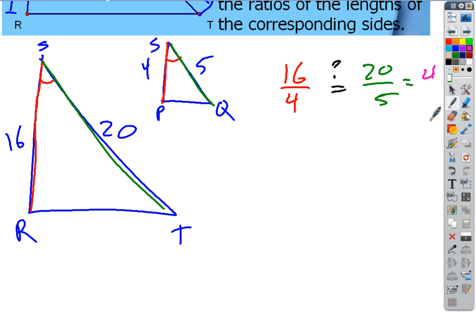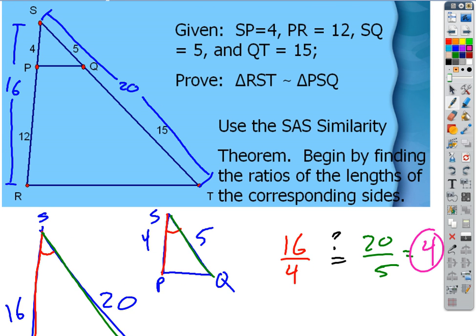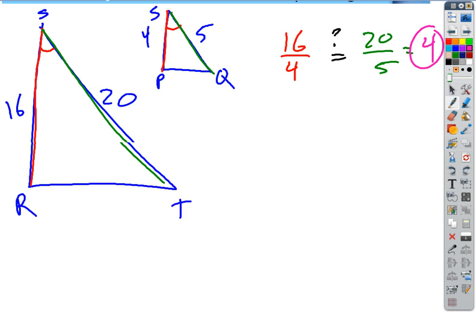So what's the scale factor? 4. Right? Scale factor is 4. The big triangle is 4 times bigger than the small triangle. The sides are that much longer, right? Okay, everybody agree? All right, so we just showed it by side angle side. The two sides are proportional, and the included angle is congruent. They're similar. Very good. All right.